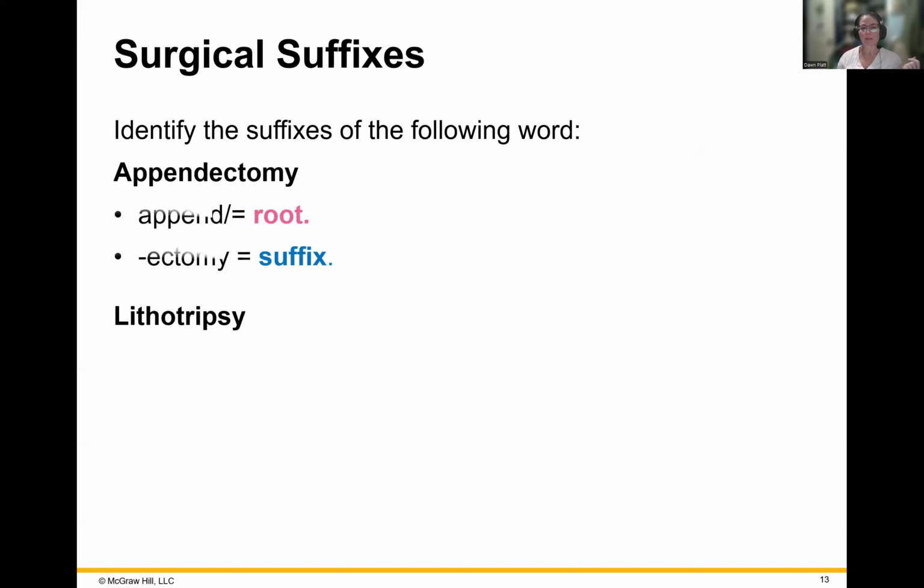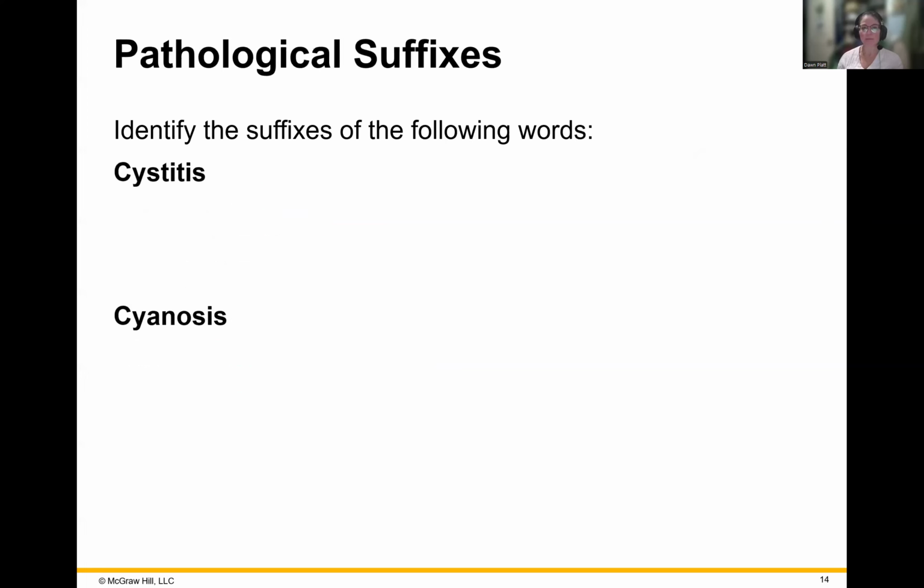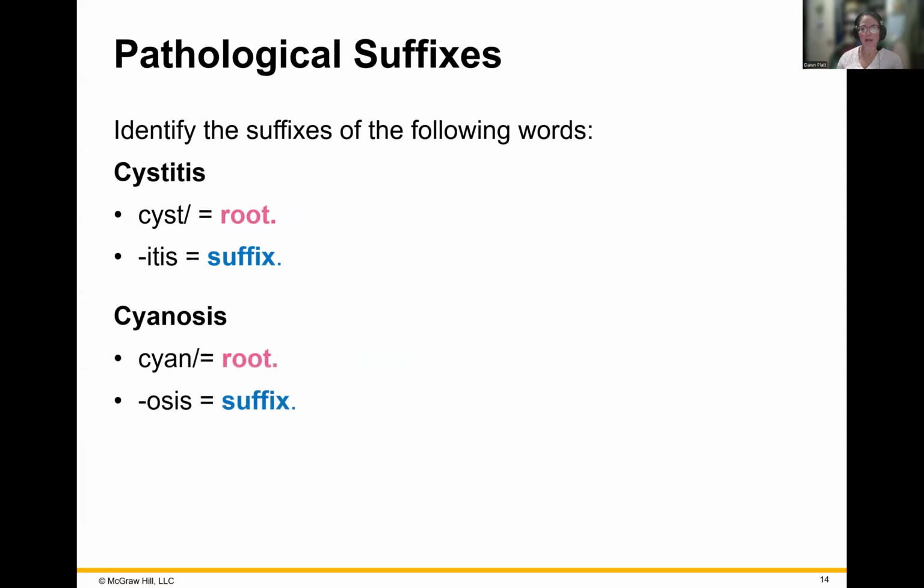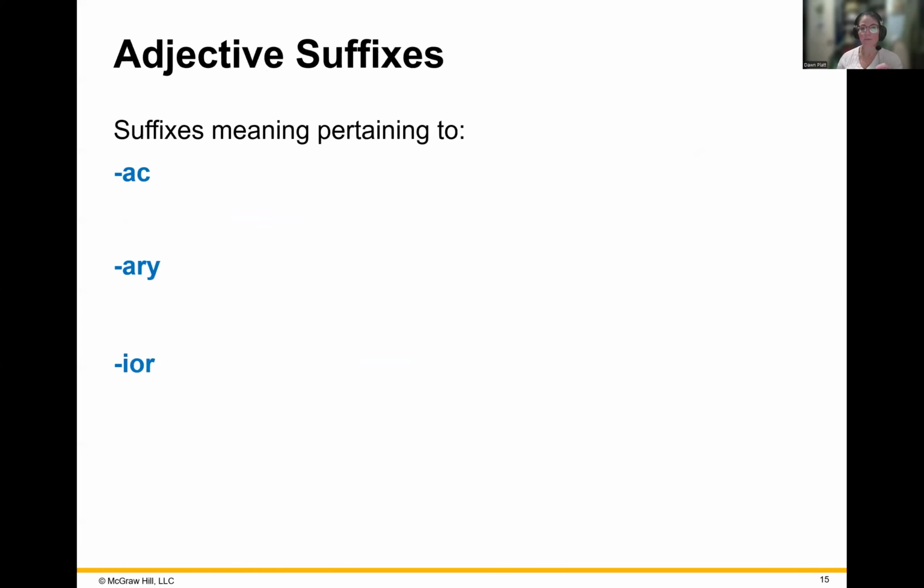Here are some examples of surgical suffixes. Again, take a look at them in your book. Find out what ectomy means. Find out what tripsy means. Here are pathological suffixes. Itis. Look in your book and figure out what itis means. Osis. Take a look in your book. Find out what osis means.